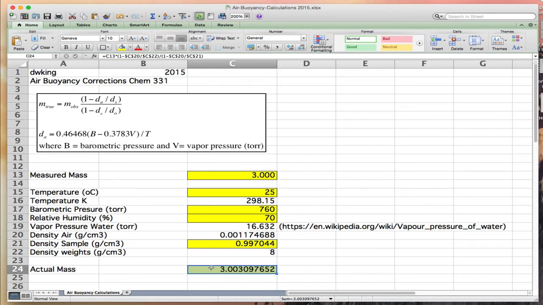However, if you're trying to make measurements at the 0.1% level, then you need to pay attention to air buoyancy and you should apply the appropriate correction. As an analyst, it's your job to understand when you need to make these corrections and when you don't.